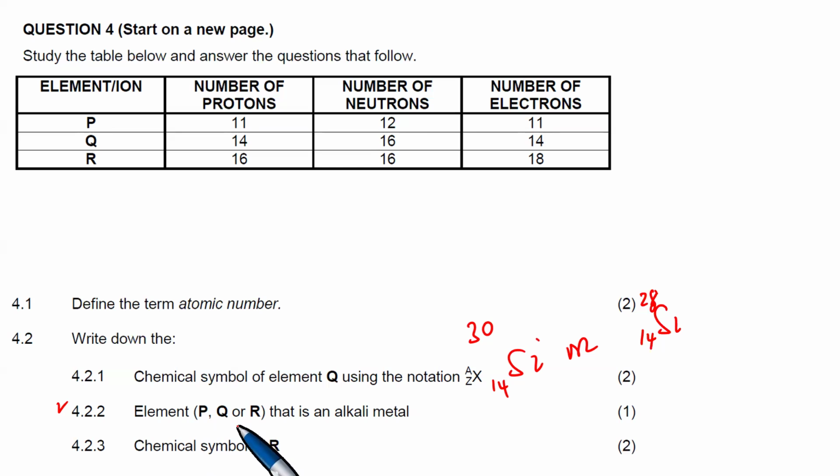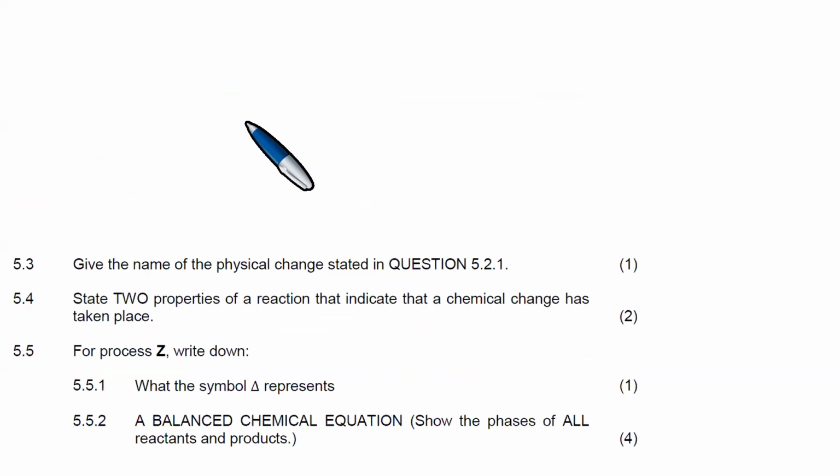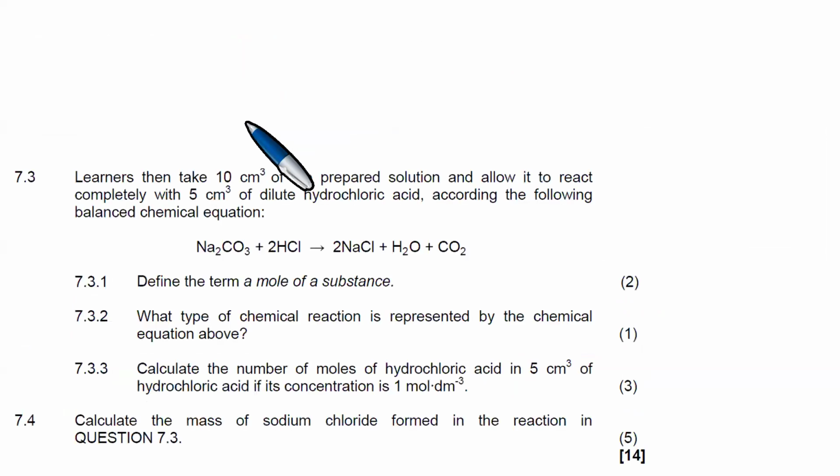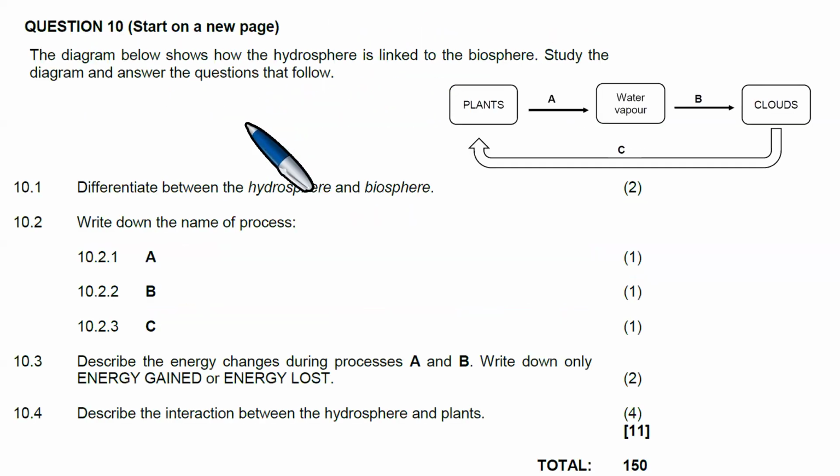So in 4.2.2, the element that is an alkali metal here, you need to look at that very carefully, is the element P. That is an alkali metal. And now the element P with 11 protons. You can write the element P, so the P is an alkali metal. How do you see that? You must go to a periodic table. These protons show the atomic number, so you can go to the periodic table and see the atomic number 11. Check 11.